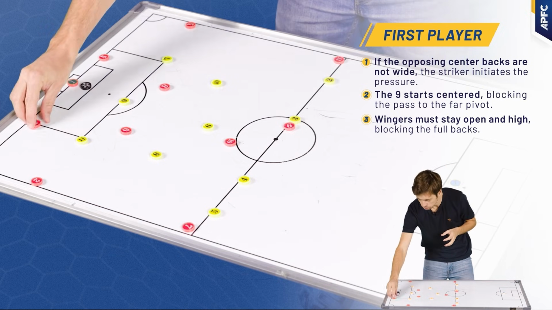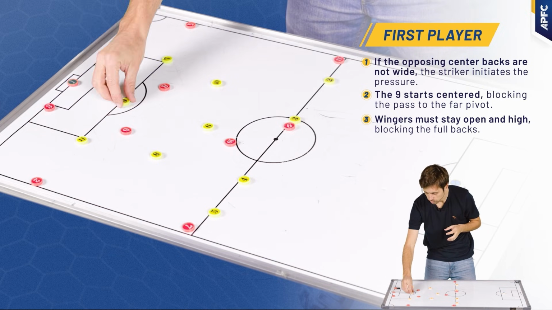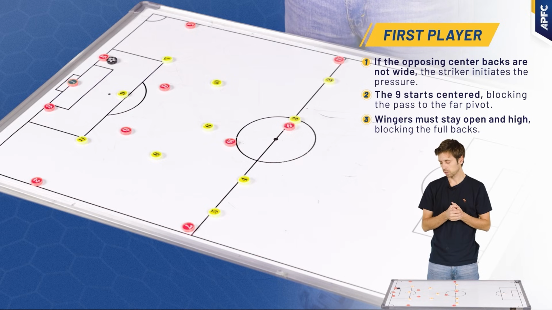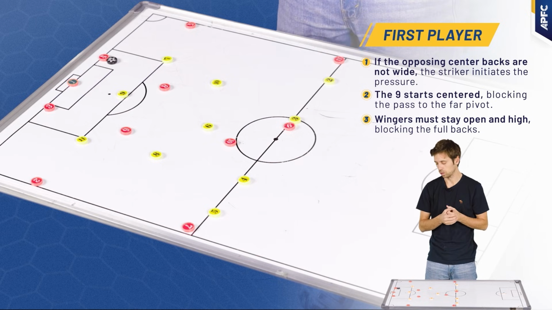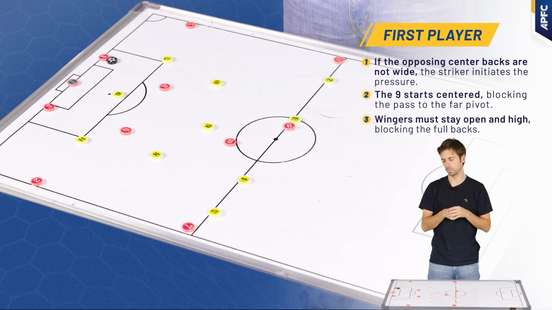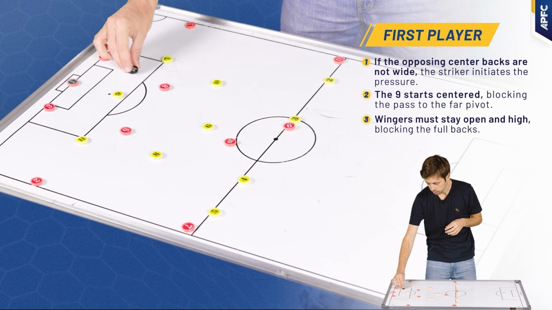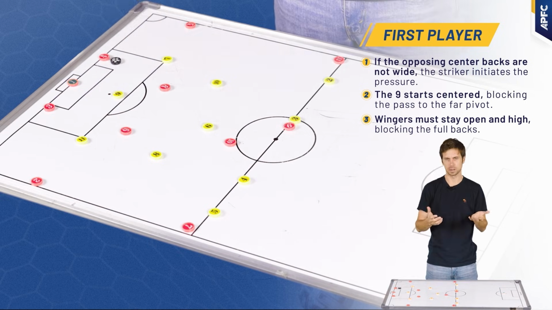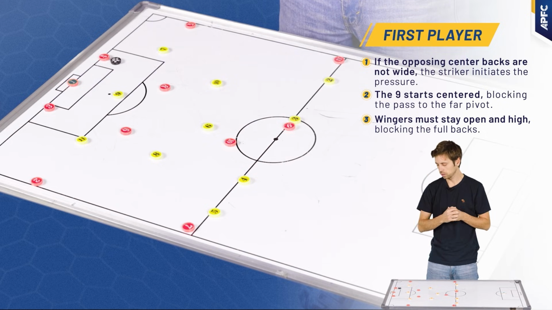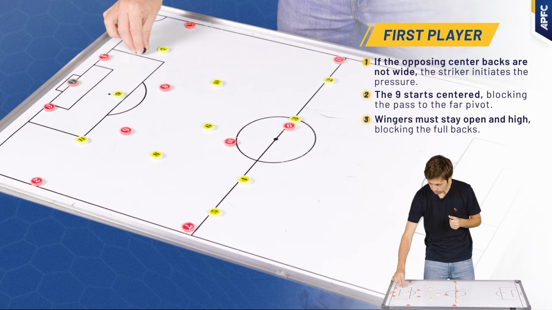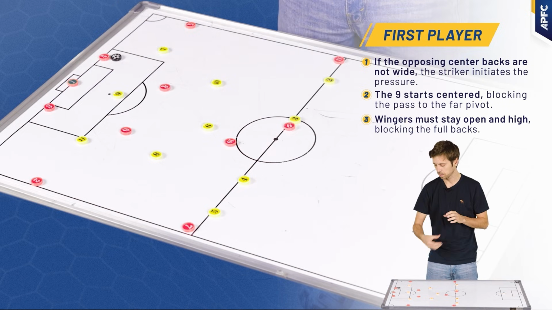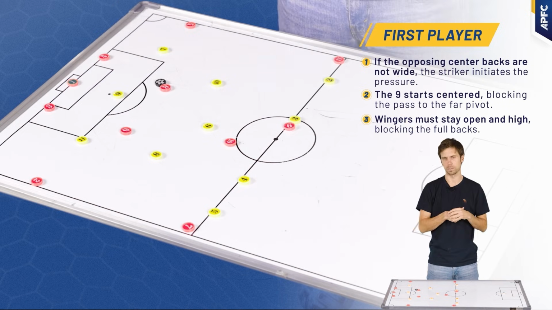When the ball goes out to one of the centre-backs, number 9, without sprinting into pressure, will be the one putting pressure on the ball. Very important that he closes down the pass to the far pivot, allowing them again to make this pass. At the same time, the closest winger has to open up his position so that again he blocks the pass outside, leading them into playing into our trap inside.